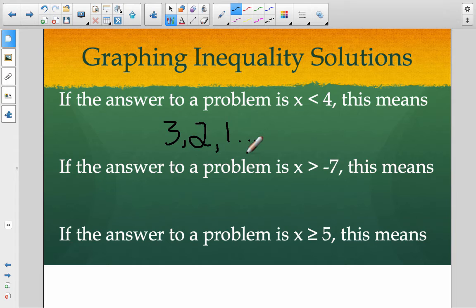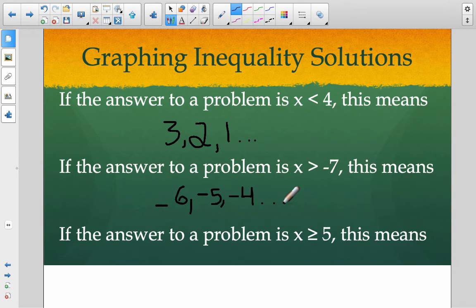If the answer to an inequality problem is x is greater than negative 7, I have to think what numbers are greater than negative 7. So if I was looking at a number line, I'd look to the right. Negative 6, negative 5, negative 4, all the way up through my positive numbers, and I could keep going and going.